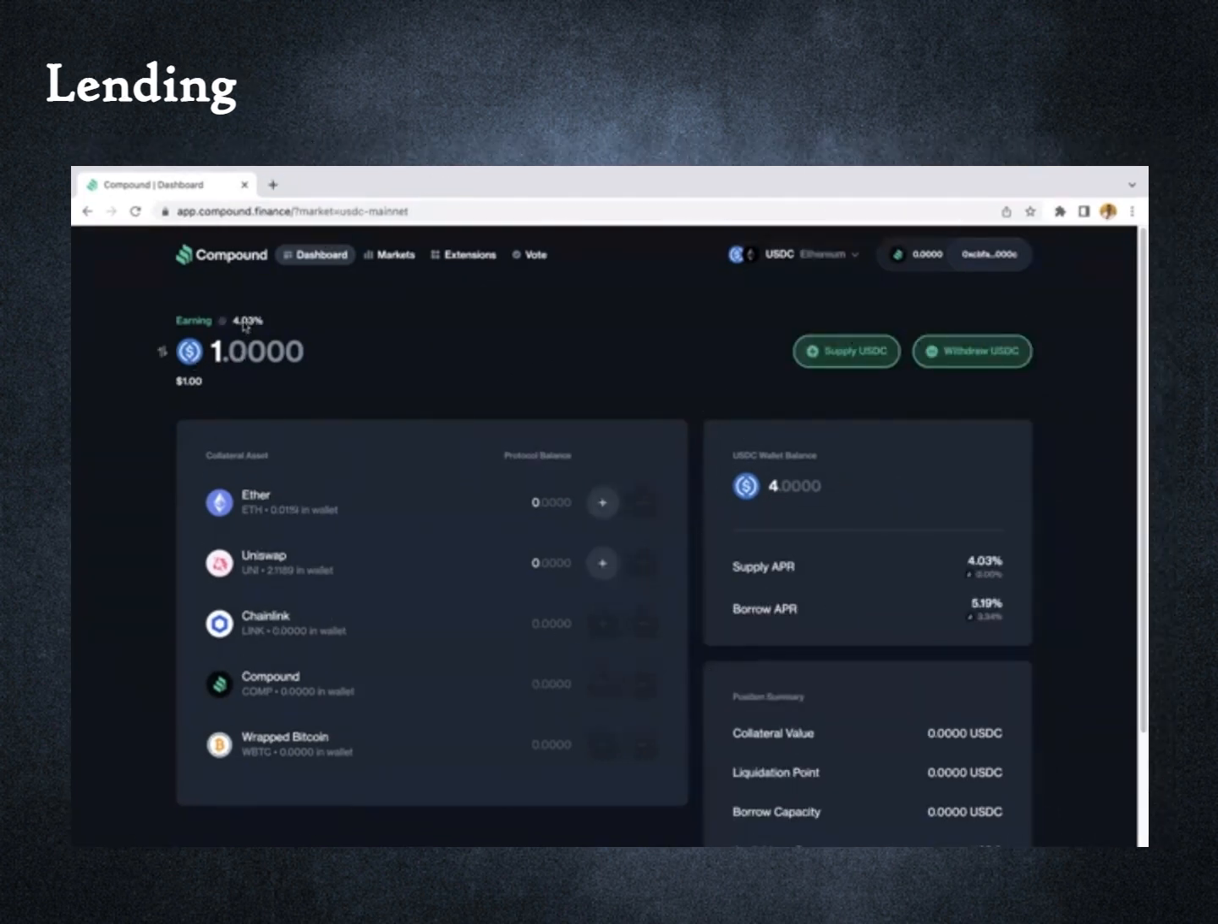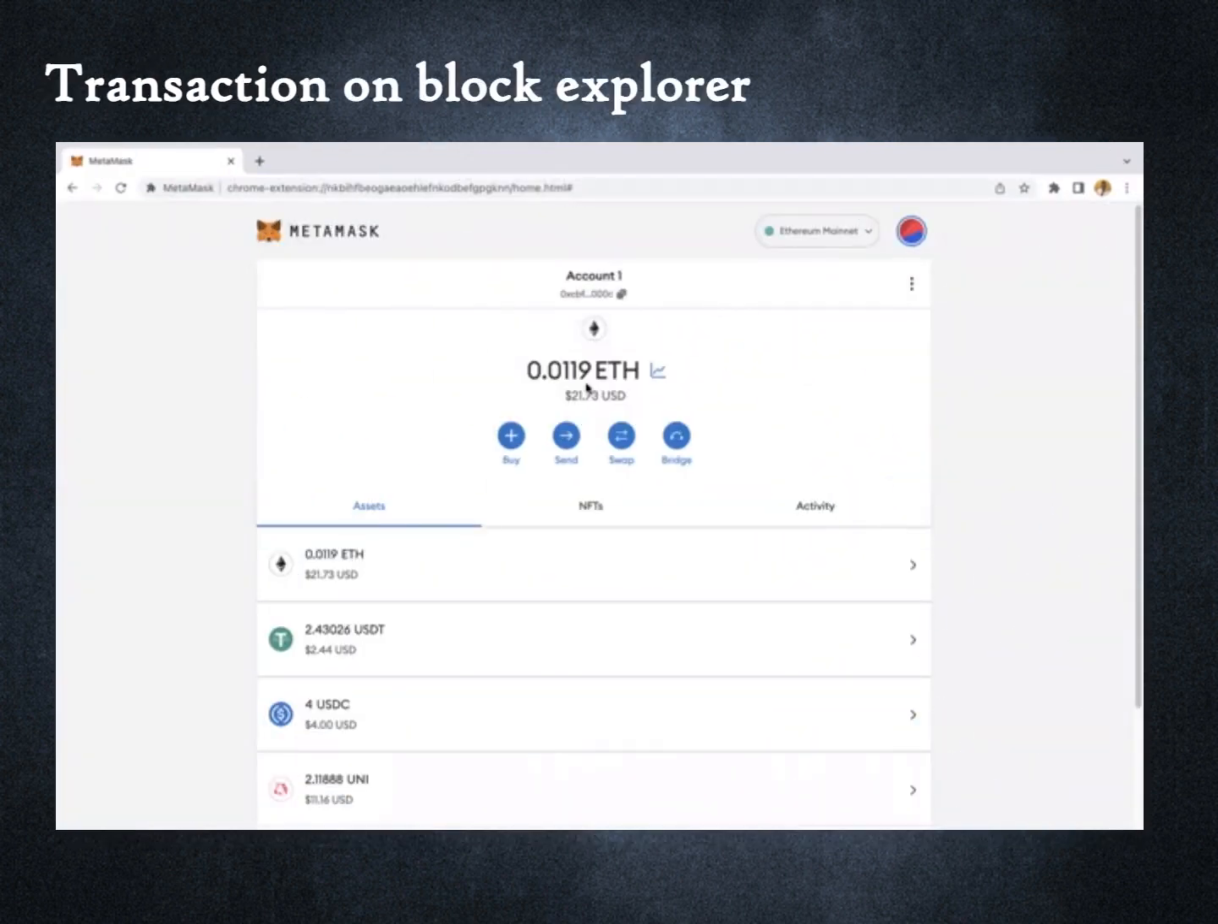I can now see my $1 earning interest. This interest rate is a floating rate and keeps changing. We will learn more about the rate setting process later. Next, we will explore the transaction I just processed on the Etherscan Block Explorer.